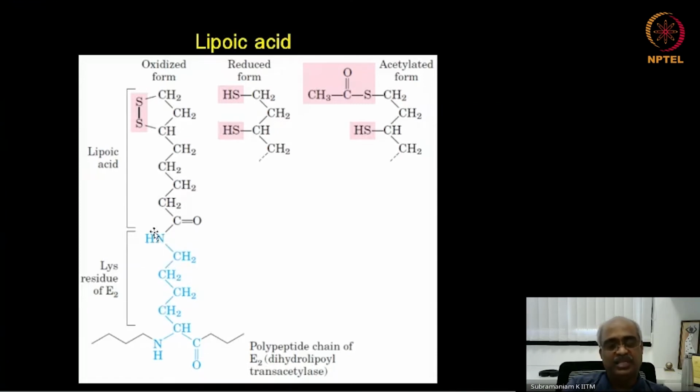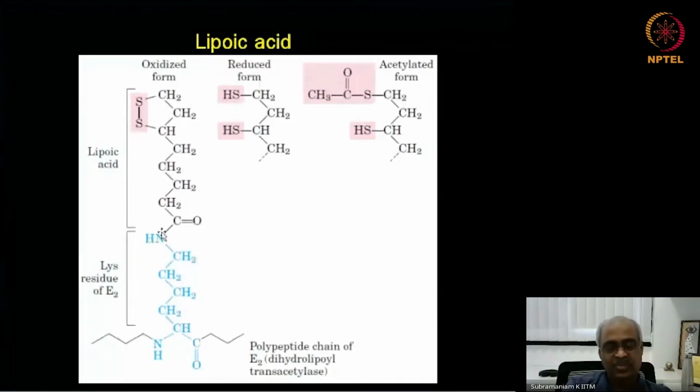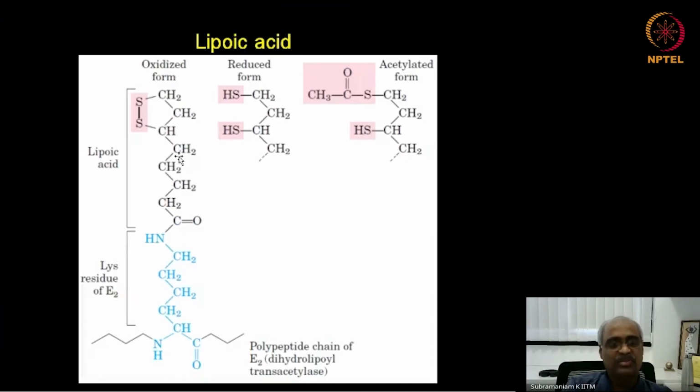So this is the epsilon NH2 of the lysine. To that it is attached. So this is called the lysyl lipoyl group. And this lysine, where is this lysine coming from? Obviously it is part of a protein, and that protein is one of the 3 enzymes in the pyruvate dehydrogenase complex. I'll name all 3 one by one when we go into it.